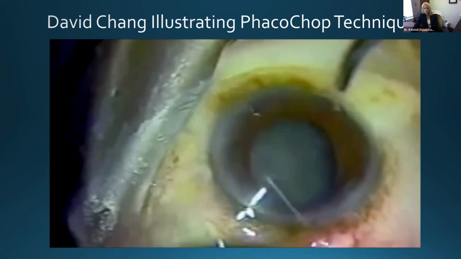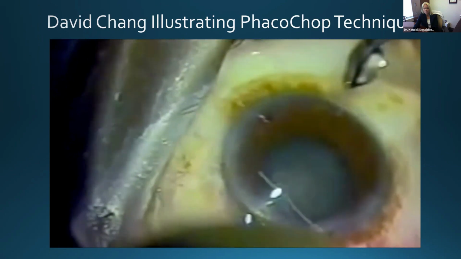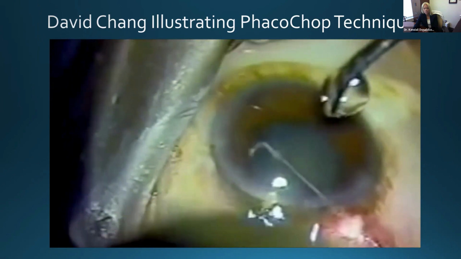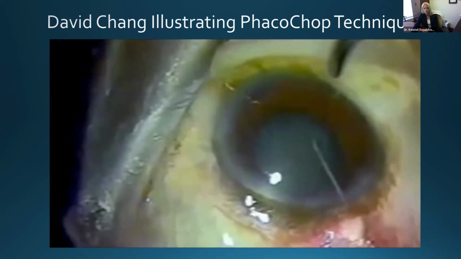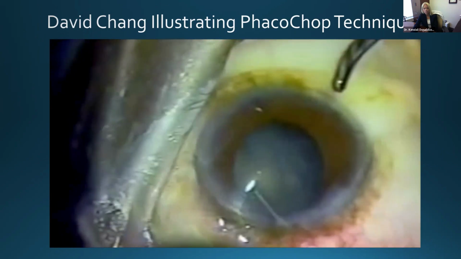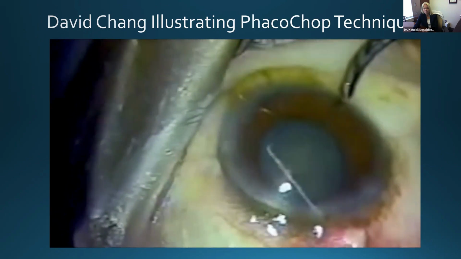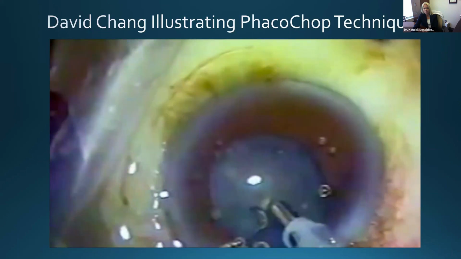You can see that I'm unable to rotate the nucleus. You can see how loose the zonules are. This is apparent as I attempt to rotate it with a hydrodissection cannula. In this case, the capsular bag is so poorly anchored that it actually just wants to rotate with the nucleus. So now what do we do?